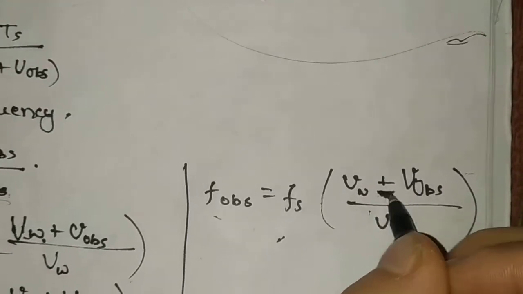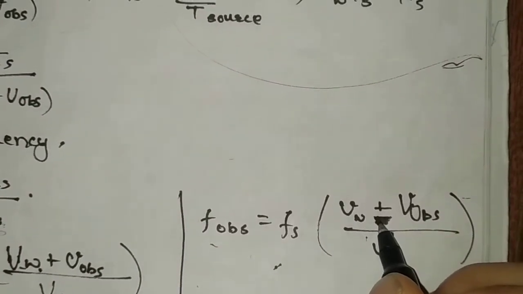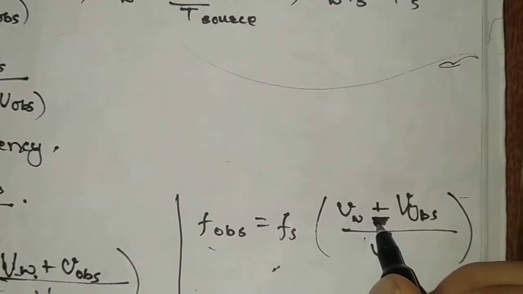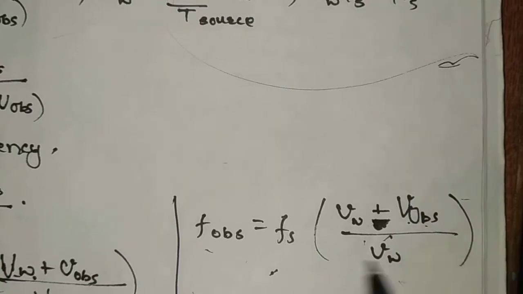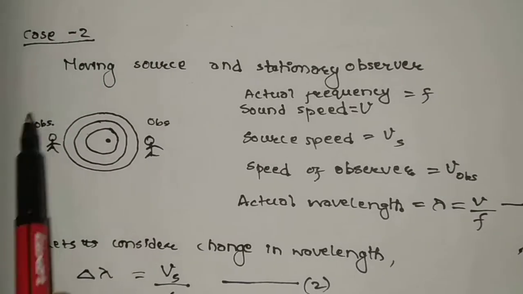There will be a minus sign, simply, as in the case when the observer moves away from the source: V observer divided by V Doppler. Now guys, let's consider case 2.